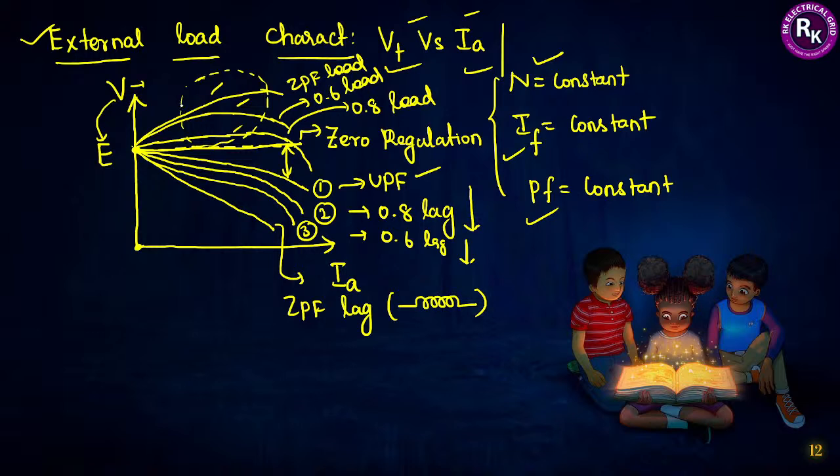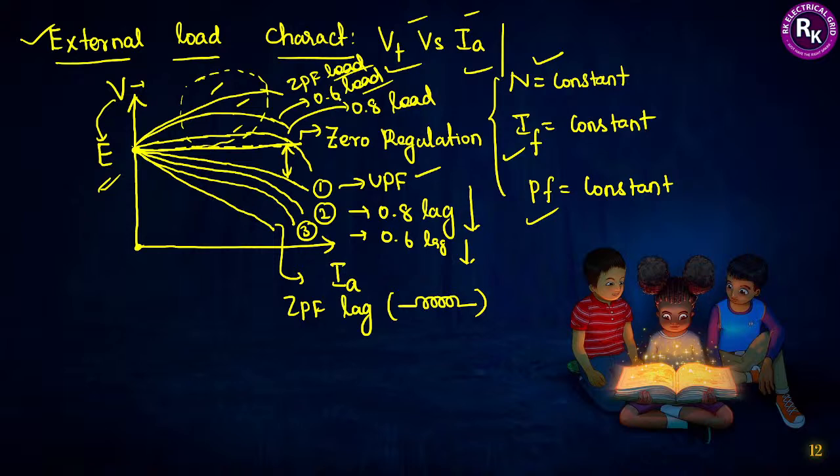Yes or no? You might have observed this type of behavior in a transmission line also. Sometimes the receiving end voltage will become higher than the sending end voltage, and sometimes it will become less than the sending end voltage. Like that, even in an alternator, when it is operated at a leading power factor, the terminal voltage will become higher than the value of induced voltage.